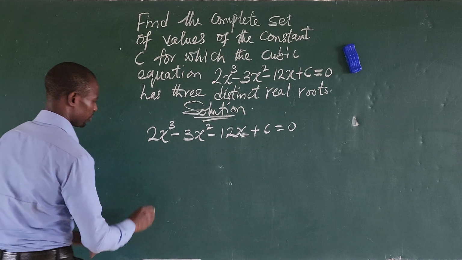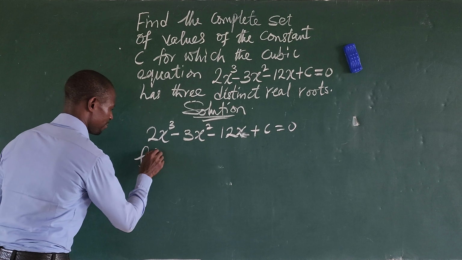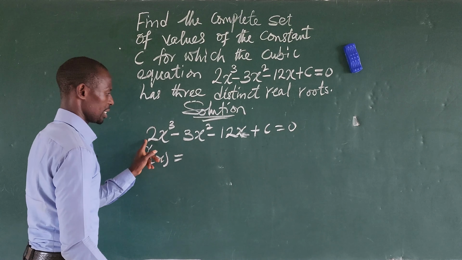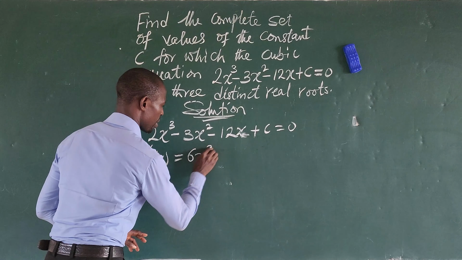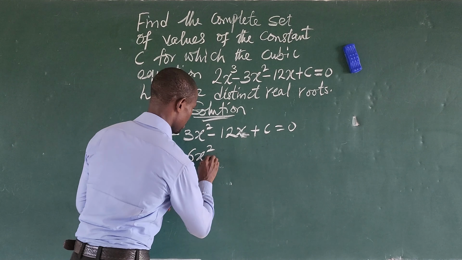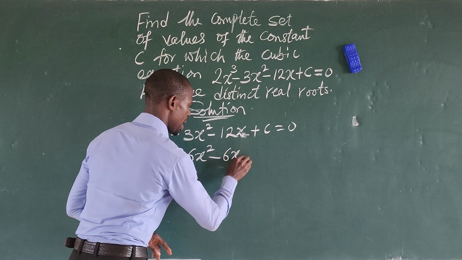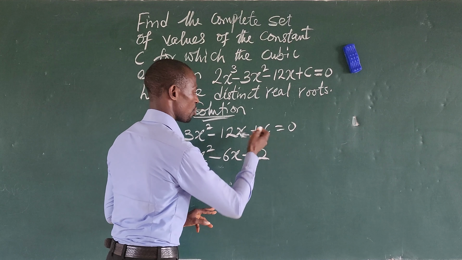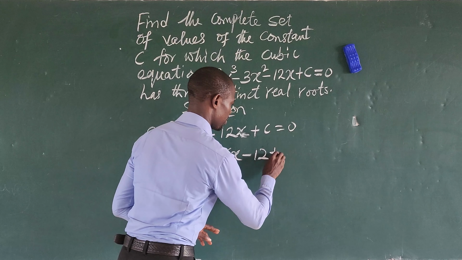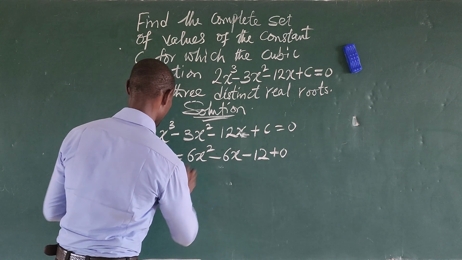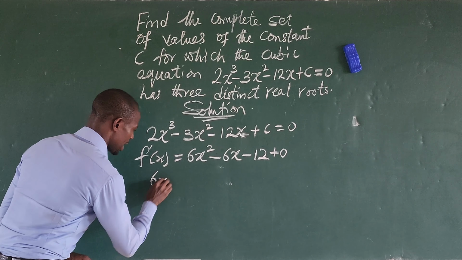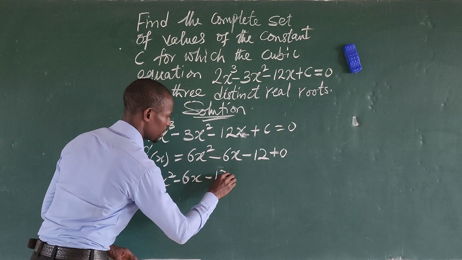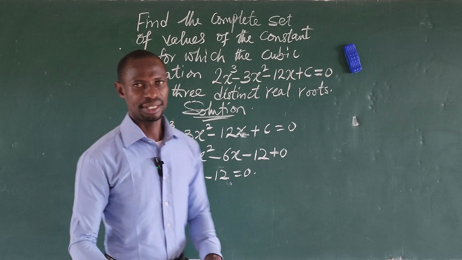In other words, we want to find f'(x). If we differentiate this, it is going to give us 6x^2. Then we differentiate this, it gives us minus 6x. If we differentiate this, it will give us minus 12. And of course, if we differentiate this constant, it will give us 0. So we now have our equation to be 6x^2 minus 6x minus 12 equal to 0. Easy, right? Good.